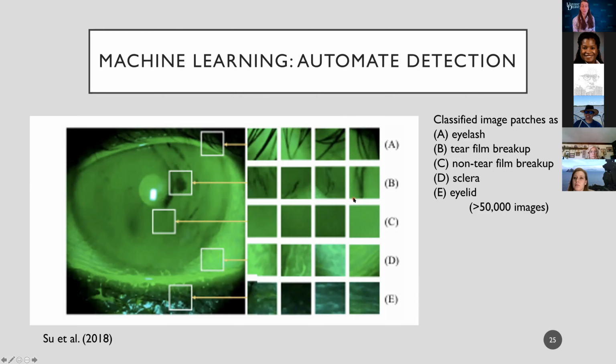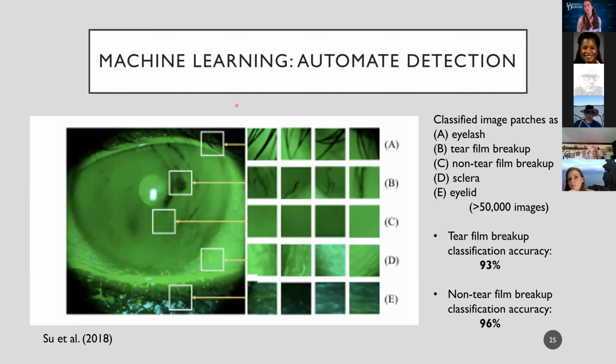So our team trained this model and then tested it, and in total used over 50,000 of these image patches. And yes, the training was done by hand. So we were able to classify tear film breakup with an accuracy of 93% and non-tear film breakup with an accuracy of 96%. That's really good. Okay, so we have a big thumbs up for being able to automate where breakup is, automatically find it.